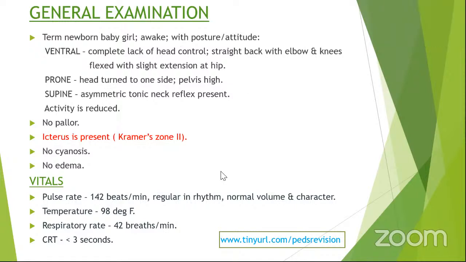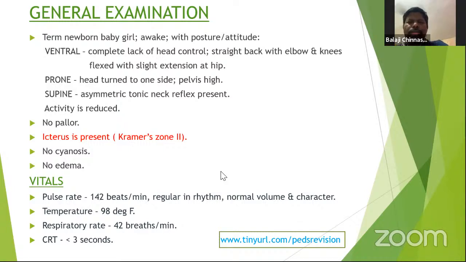Vitals. Yes, sir. The pulse rate is 142 beats per minute, which is regular in rhythm with normal volume and character. Temperature is about 98 degrees Fahrenheit. The respiratory rate is about 42 breaths per minute, and the capillary refilling time is less than 3 seconds.